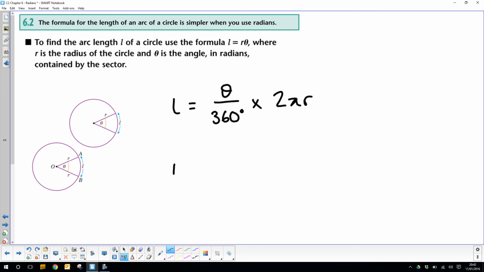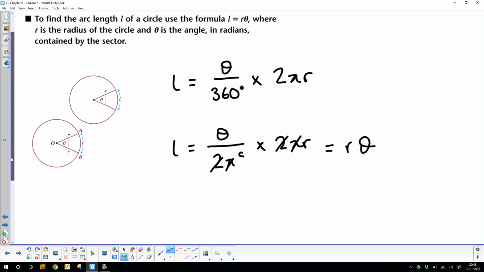We're now working with radians, and we already know that 360 degrees is 2 pi radians. So therefore I have theta over 2 pi radians times the same situation. We still have 2 pi times the radius in our circumference, but we now end up with a situation where the 2 pi's on the top and bottom of our multiplication will cancel, so we're left with r theta.